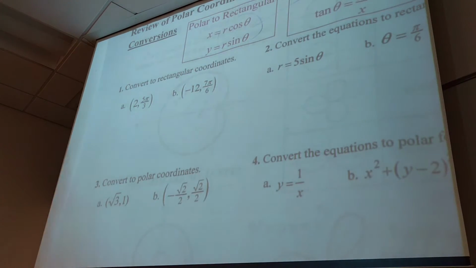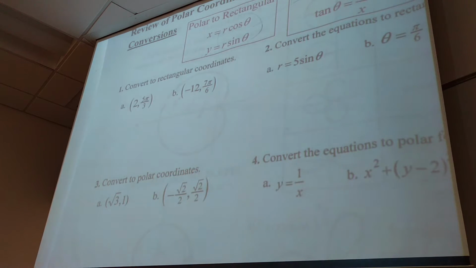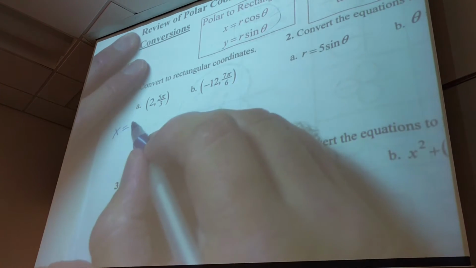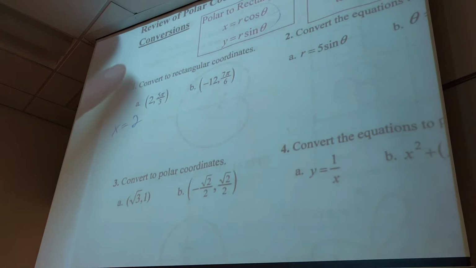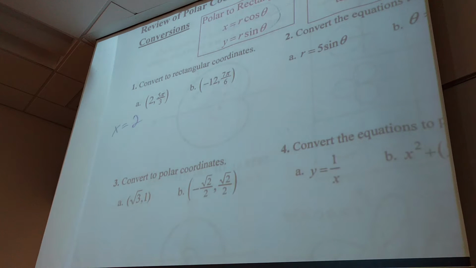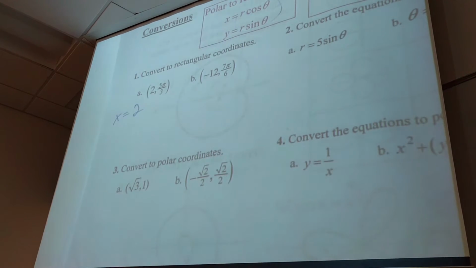Obviously, if I ask you to do something like this, I'm going to want the exact value. When I give you an angle, that's something you should know. So here the x would be twice the cosine of 5 pi over 3. And 5 pi over 3 is in what quadrant? Fourth quadrant. I like it. So cosine is going to be positive.